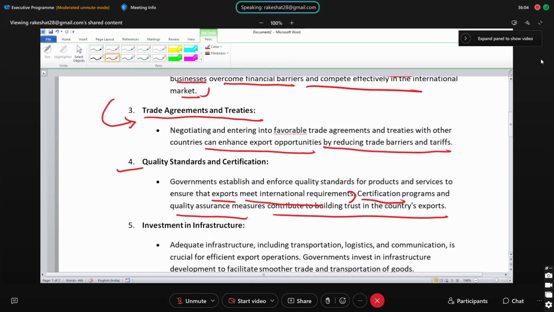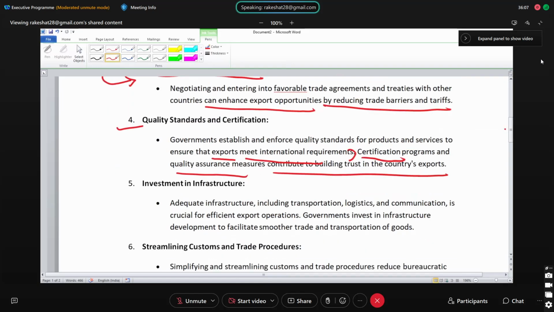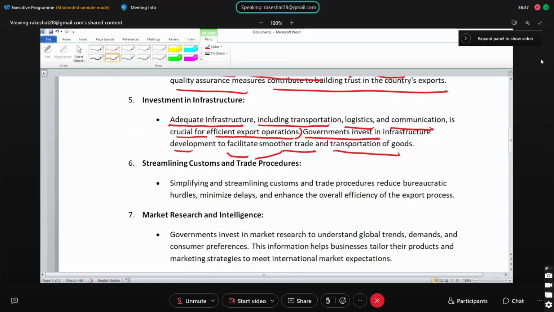Next is investment in infrastructure. If there is strong infrastructure, then definitely we will have more export-oriented operations. Infrastructure, including transportation, logistics, and communication, is crucial for efficient export operations. The government invests in infrastructure development to facilitate smooth trade and transportation of goods. They have also streamlined customs and trade procedures. Simplifying and streamlining customs and trade procedures reduces bureaucratic hurdles, minimizes delays, and enhances the overall efficiency of the export process.